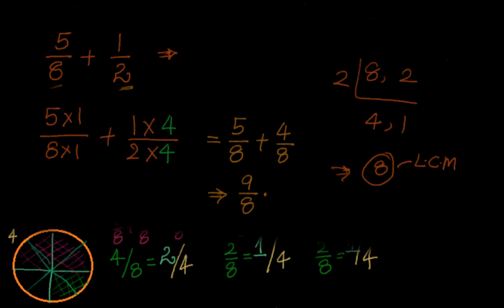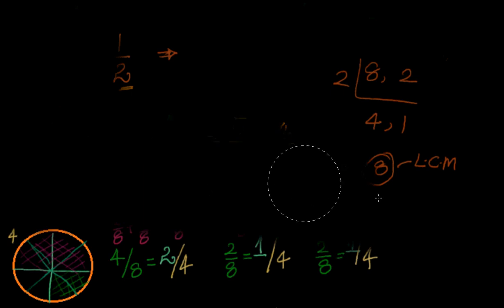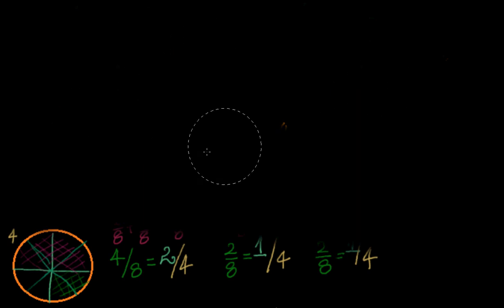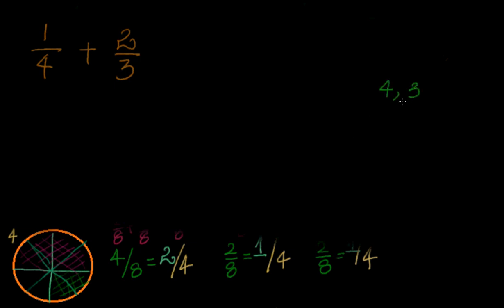Let's take another example so that you will feel more comfortable. Let us say I want to add 1 by 4 plus 1 by 3, or let me say 2 by 3. I want to add 1 by 4 and 2 by 3. Now what we know? First we have to find the LCM of 4 comma 3. There are no common factors, so it's simply 4, 1, 3, again 3, 1 comma 1, so it's 12.